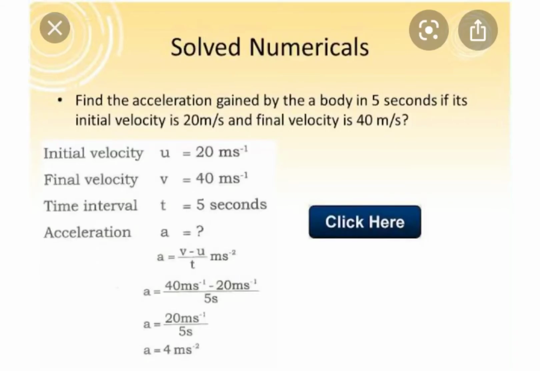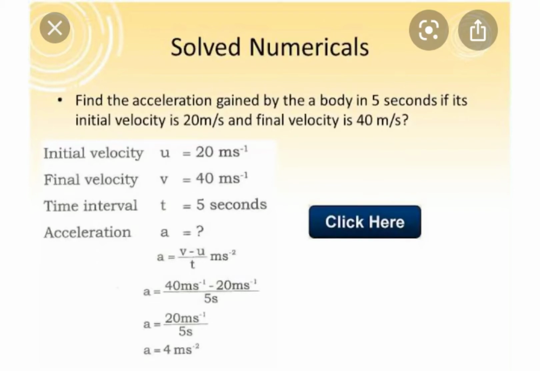Find the acceleration gained by a body in 5 seconds if its initial velocity is 20 meter per second and final velocity is 40 meter per second. So as I told you, whenever you see any question, first of all you have to write the given part. What is given here? Initial velocity, denoted by u. So u is equal to 20 meter per second. Final velocity denoted by v. So v is equal to 40 meter per second. And time interval, that is t, is equal to 5 seconds.